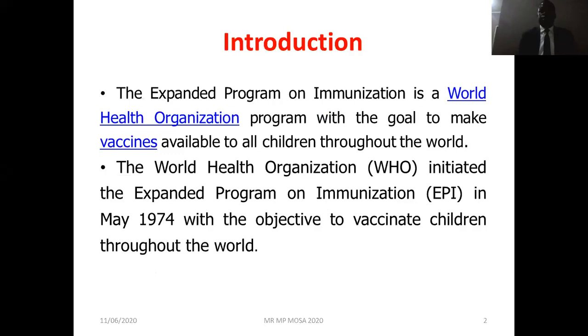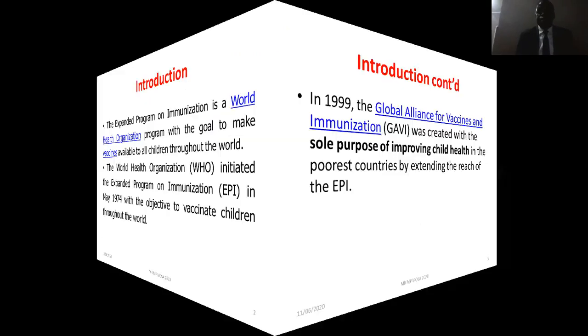So the expanded program on immunization is a World Health Organization program with the goal to make vaccines available to all children throughout the world. The World Health Organization initiated the expanded program on immunization, EPI, in May 1974 with the objective to vaccinate children throughout the world. So this program, which is under WHO, is to ensure that vaccines reach the whole world so that children can have access to them.